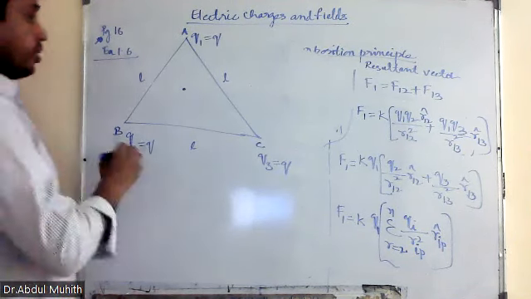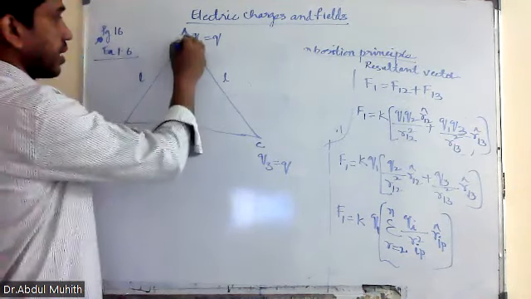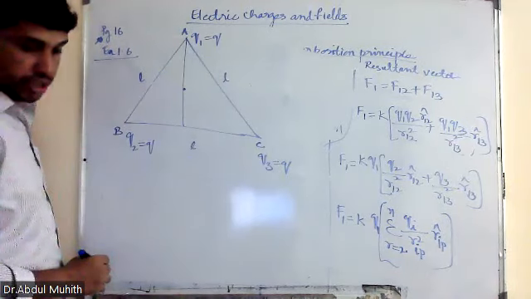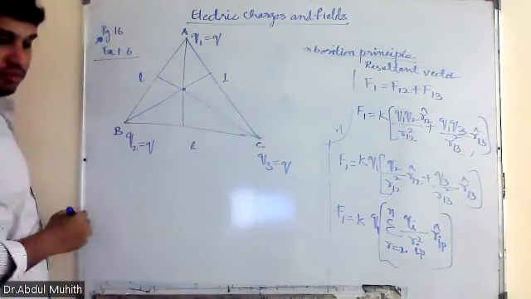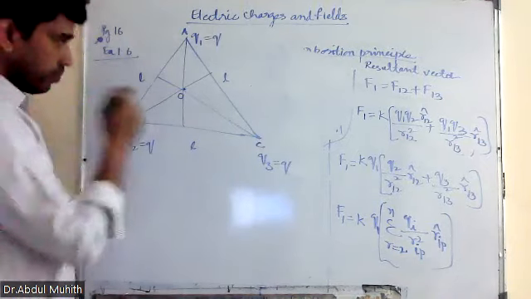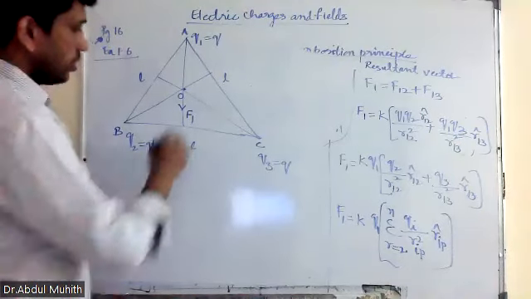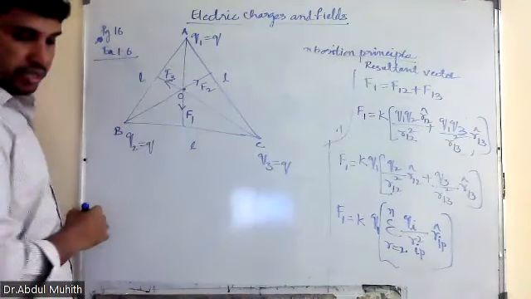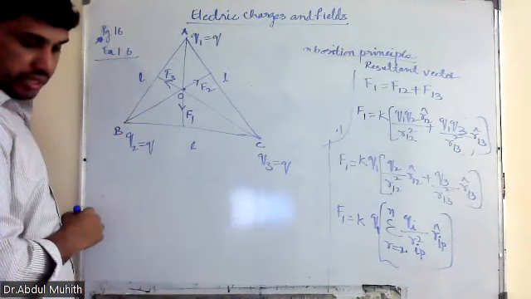Now here, what is the centroid? Centroid is the point of intersection of the medians of a triangle. What are medians? The lines which divide the opposite side into two equal parts are said to be the medians. See here, this makes exactly two equal parts. So here we have the centroid. This force is F1, this force is F2, and this force is F3.